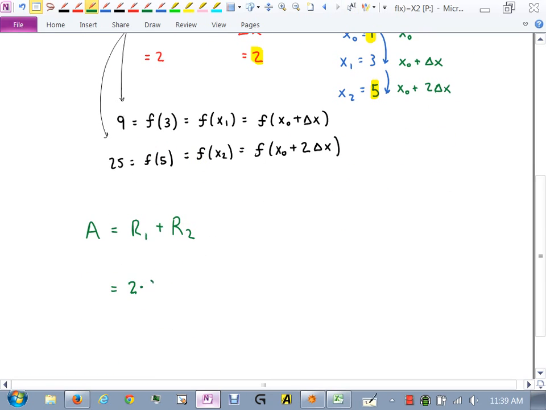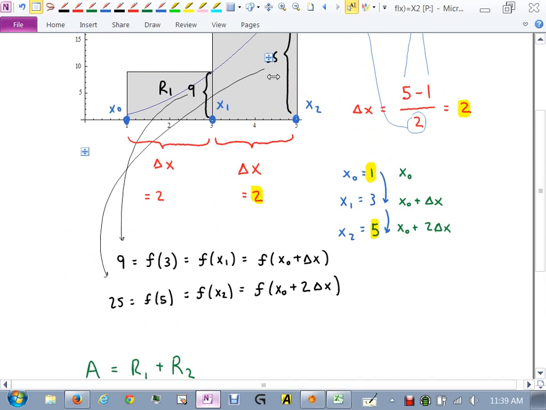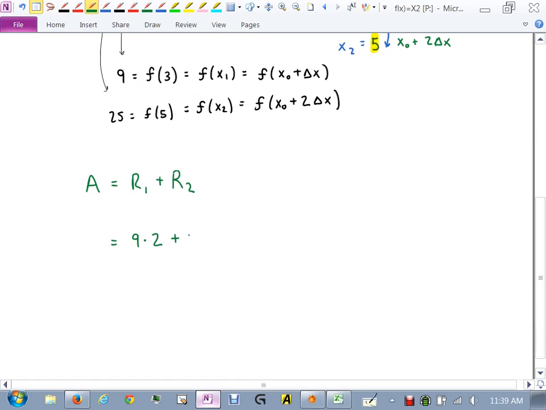2 times 9. But you know what? Let's do it this way. Let's do 9 times 2. We'll do height times width. Plus, what's the area of rectangle 2? 25 times the 2 again. And we could very easily compute what that is, right? But hold on for a second.